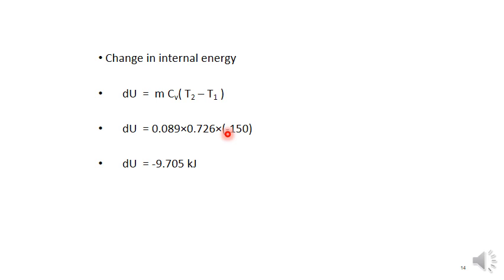Internal energy is decreasing. So we know that at constant volume dU is equal to m Cv (T2 minus T1). In the problem they gave the T1 minus T2 value as 150, but the formula is T2 minus T1, so I am writing minus 150. So we get the answer in negative, minus 9.705 kilojoules.